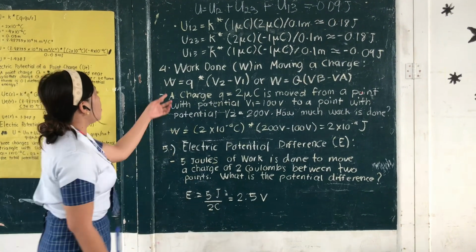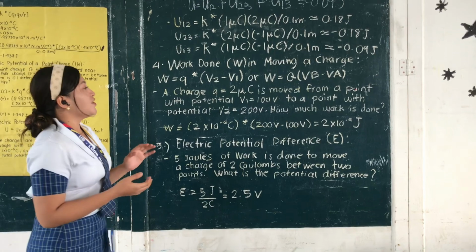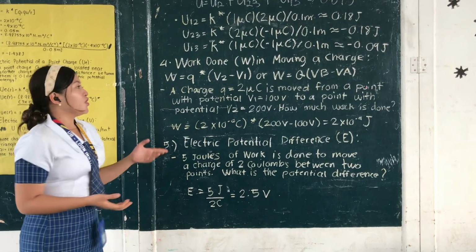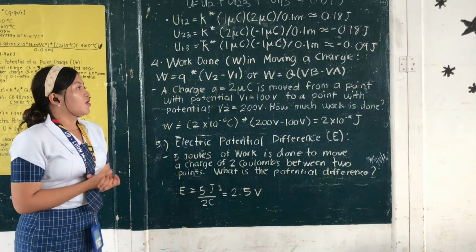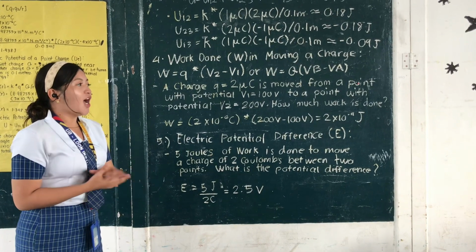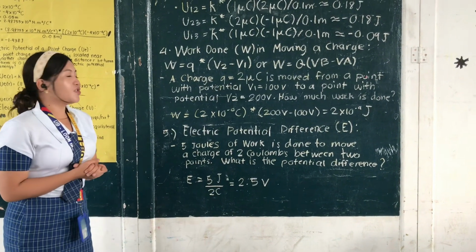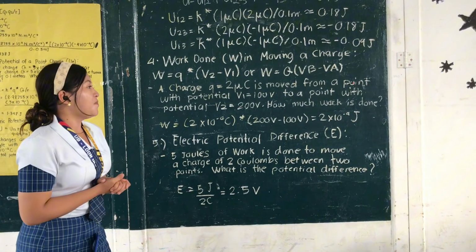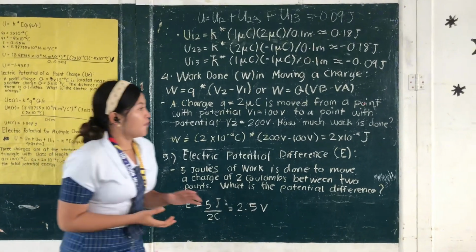We have here W equals Q times (V2 minus V1), or W equals Q times (VB minus VA). So we have a charge Q equals 2 coulombs moved from a point with potential V1 equals 100 volts to a point with potential V2 equals 200 volts, and we want to see how much work is done. W equals 2 times 10 raised to the power of negative 6 coulombs times (200 V minus 100 V), which equals 2 times 10 raised to the power of negative 4 joules.